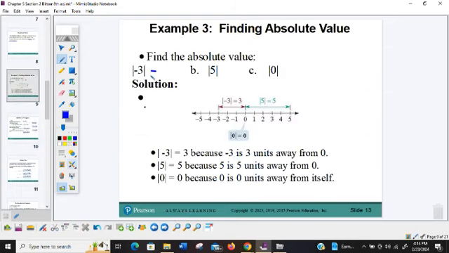The absolute value of -3 is +3. The absolute value of 5 is +5. It's always the positive. It's the distance from 0, so it's always positive. So you take whatever the number is in there and make it positive. Now, 0 is just 0, okay? It's not positive or negative. That one would just be 0.